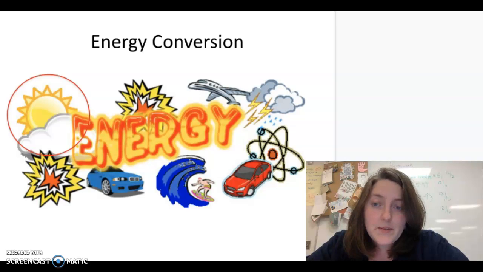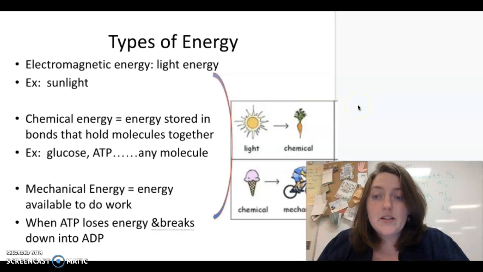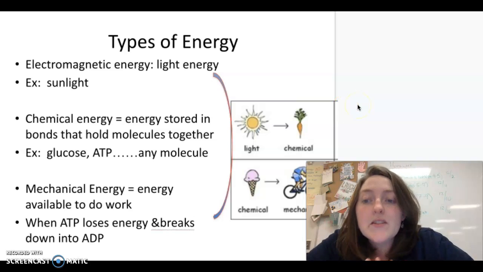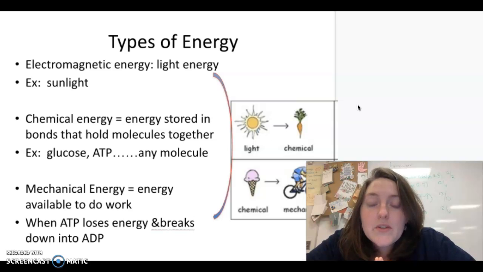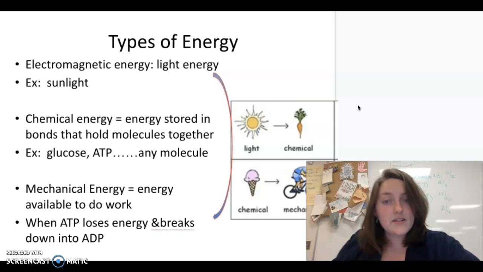So we're going to go over the three types of energy. We have three main types of energy we're focusing on in this unit. You will need to be able to know the differences between the different types. The first one's the most important one. It's electromagnetic energy, or sunlight. It's a source of all energy. In photosynthesis, we turn electromagnetic into chemical, which is our next type.